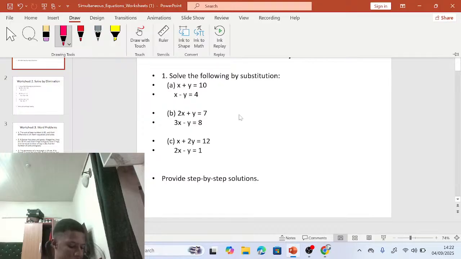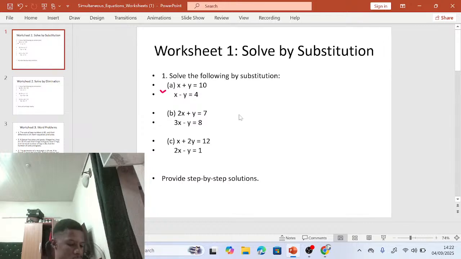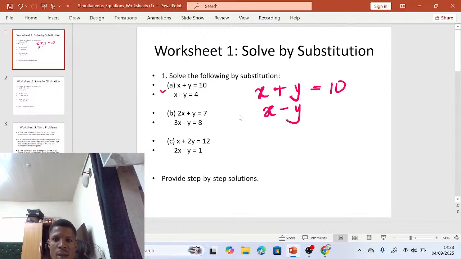Okay, so this is very easy to do. Let's look at the first question on our list. Here we are told to solve this simultaneous equation: x plus y is equal to 10, then again, x minus y is equal to 4.